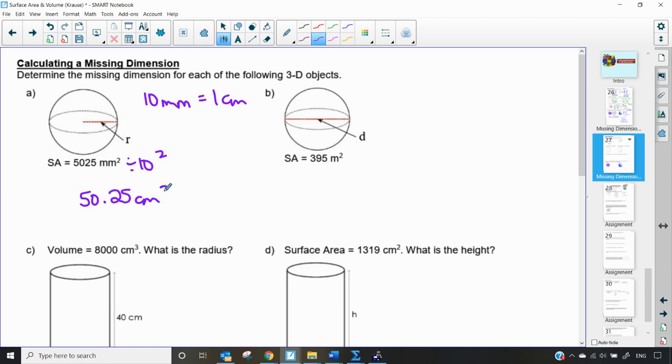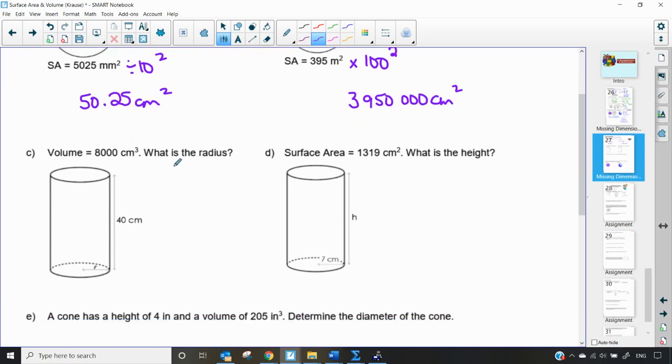50.25 centimeters squared. If I wanted to go from meters squared to centimeters squared, normally from meters to centimeters I multiply by 100, but I'm going from meters squared to centimeters squared, so I'm going to multiply by 100 squared, and that's going to give me 3,950,000 centimeters squared. If I wanted to go from centimeters cubed to inches cubed, going from centimeters to inches, I can divide by 2.54. Going from centimeters cubed to inches cubed, I'm going to divide by 2.54 cubed, which gives me about 488 inches cubed.